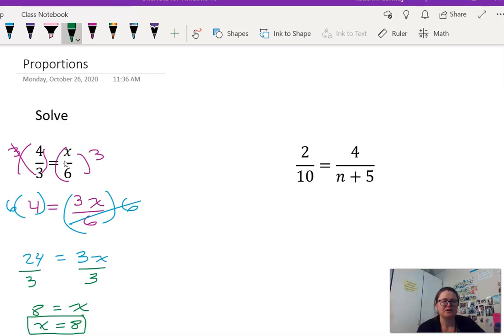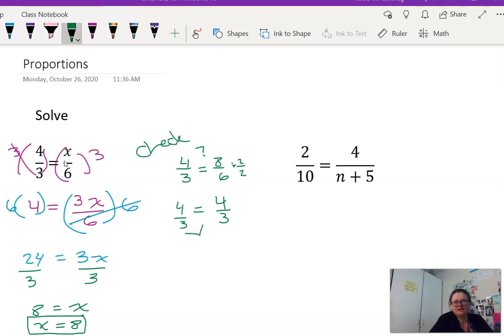So x equals 8. We just need to check this. If x was 8, then we'd have 4/3 equals 8 over 6. And is that true? Yes, 8/6 does reduce to 4/3. If you divide both of these by 2, then you have 4 over 3. Our answer checks out. All right, so let's try another one.